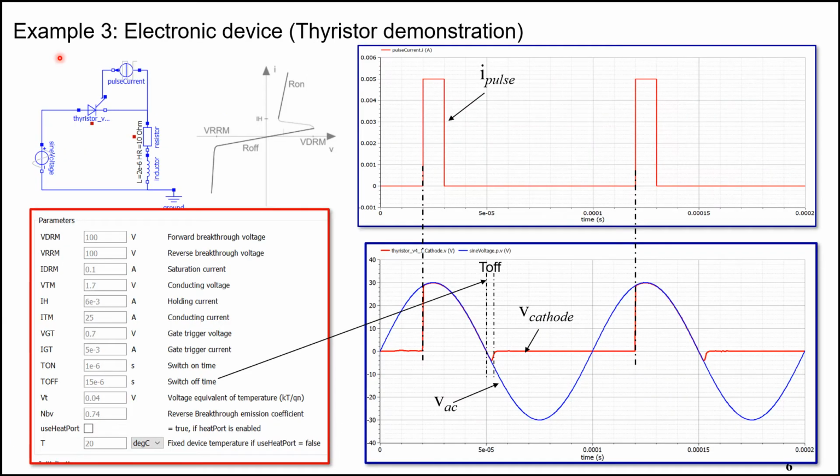This is the third example to show the electronic device applications in Modelica. This is a thyristor demonstration. This is the schematic of a voltage source in series connection with a thyristor and RL load. This is the voltage current characteristic of the thyristor. Here we can see the GUI of parameters, practical parameters of the thyristor. This figure shows the impulse current for firing the thyristor. And in the figure below, we can see the graph of sinusoidal voltage in the blue curve, and the red curve depicts the cathode voltage of the thyristor.